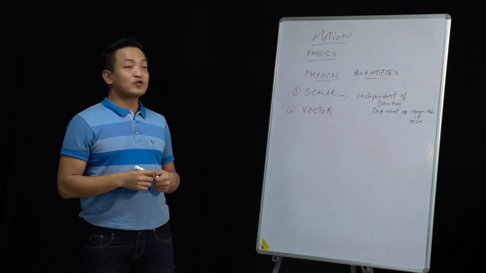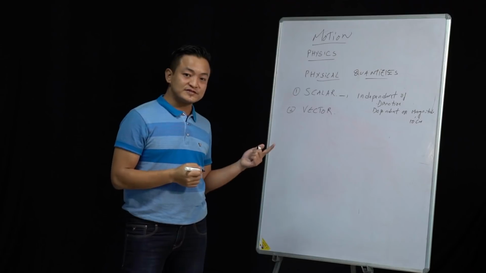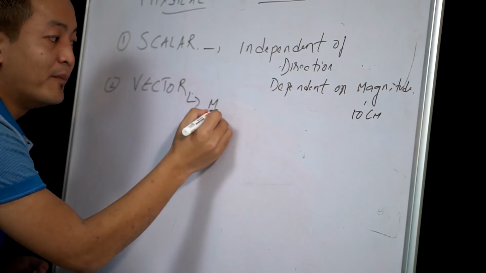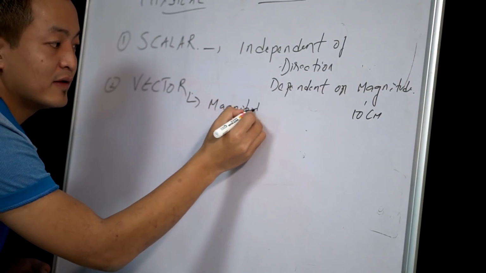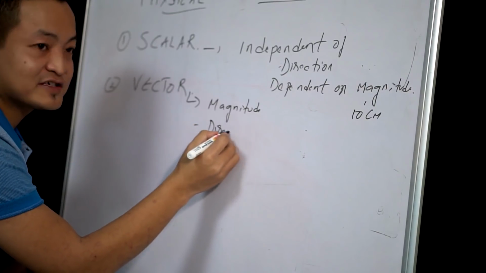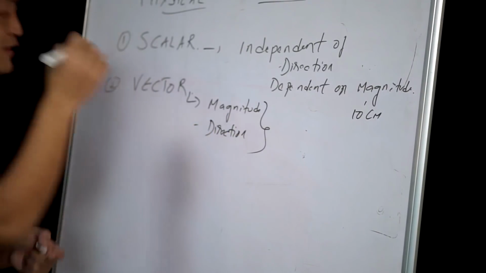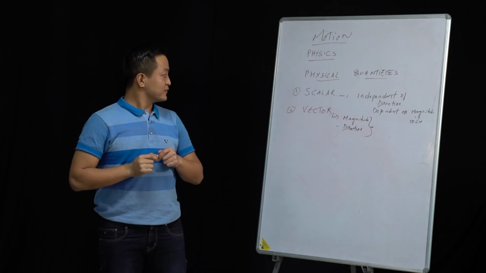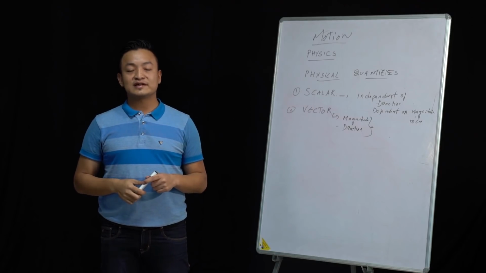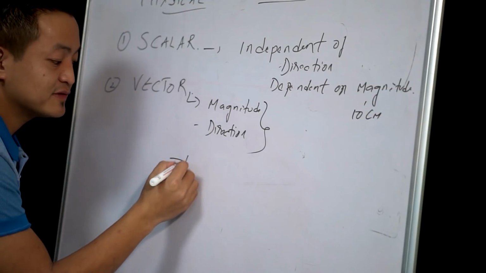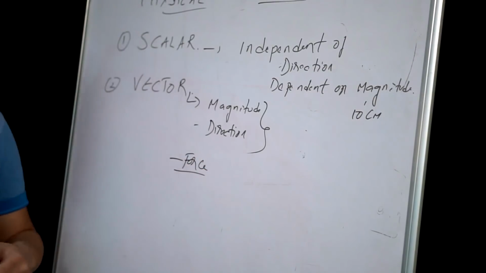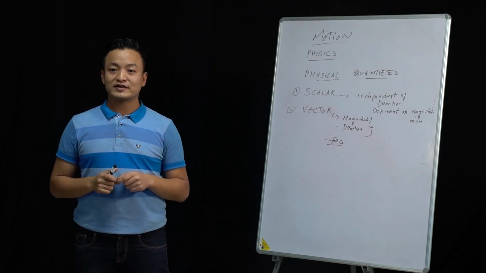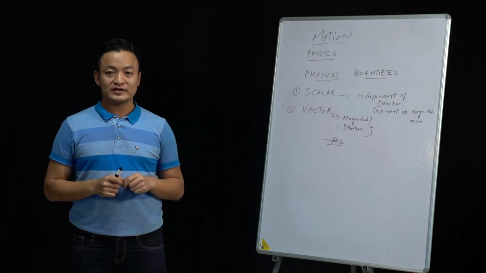Okay, and what is vector quantity? Vector quantities are those physical quantities which are dependent on both the magnitude as well as direction. So vector quantities depend on both magnitude and direction. Same for vector, I'll give you a very simple example. Let's say force, F-O-R-C-E. Force is not a new word for all of you, but is force a scalar or vector? Force would be a vector quantity.